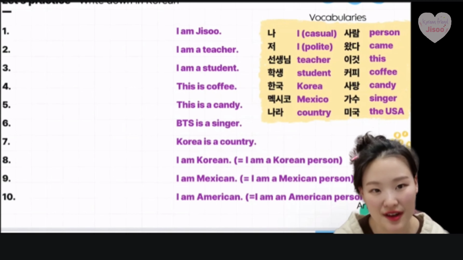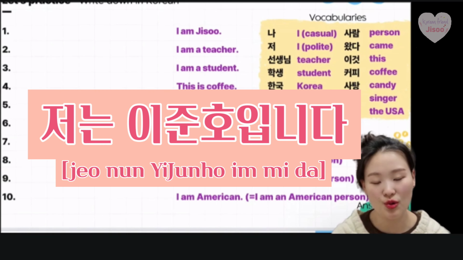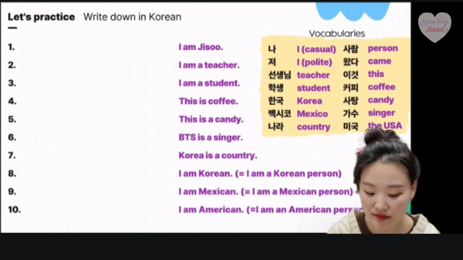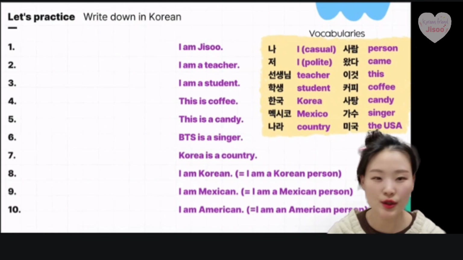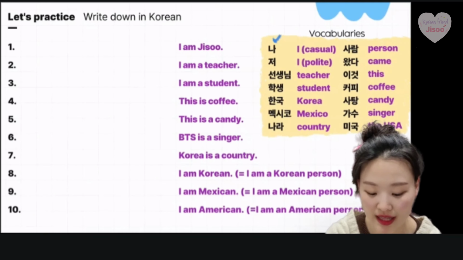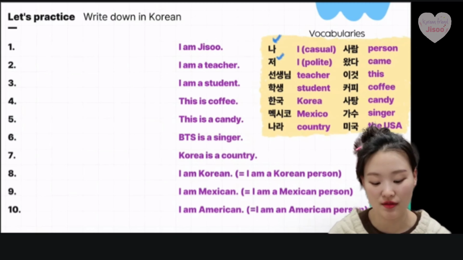So Junho said 안녕하세요 first, and then he also said 저는 이준호입니다. So if you see the vocabularies here, there are two ways to say I in Korean language. The first one is 나, and the second one is 저. 나 is for the casual way, and 저 is for the polite style.